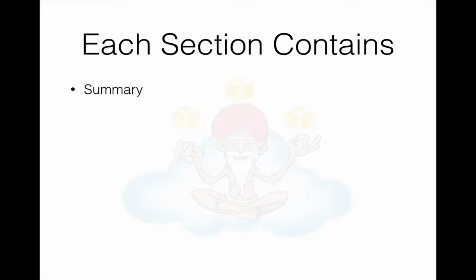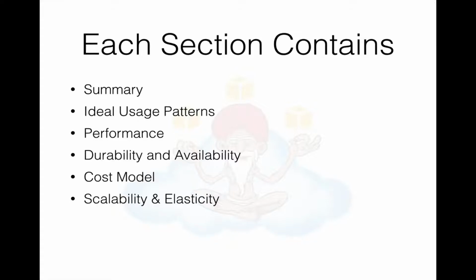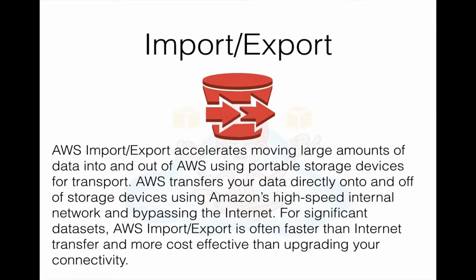So each section, basically they go through every single one of those products, and then they have a summary, ideal usage patterns, performance, the durability and availability of each service, the cost model, and then how it's scalable and elastic, and what interfaces it uses, and then where it's not a good fit, which they call anti-patterns. So really I just wanted to talk about two that we haven't covered too much in the course, so I just want to make sure that you're aware of them and what they are.